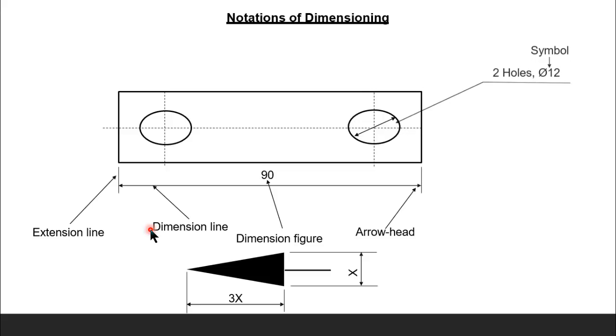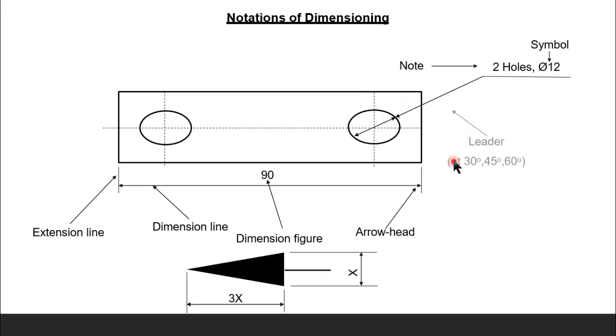This is one kind. Next, we can use leaders also. Leaders will be used to write notes and such kind of things. Leaders may have a 30 degree, 45 degree, or 60 degree angle. This is the inclined line, with which, for example, I am writing the note for the circle. That means here there are 2 holes having the same dimension, 2 holes of diameter 12. So we can use symbols to show the information. The symbol ⌀ will be shown for the diameter of the circle. Like this, to write the notes, we can use the leaders to show it in the drawing.